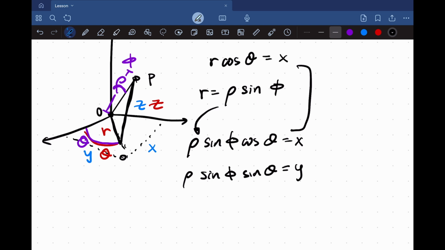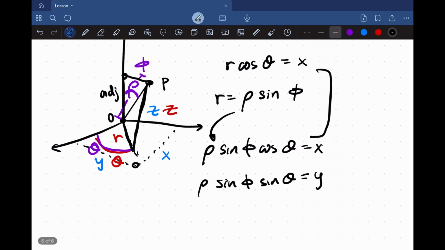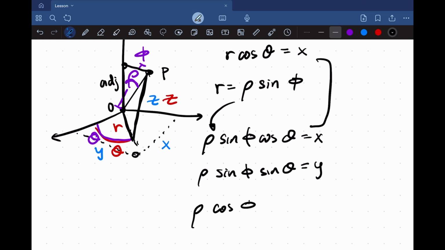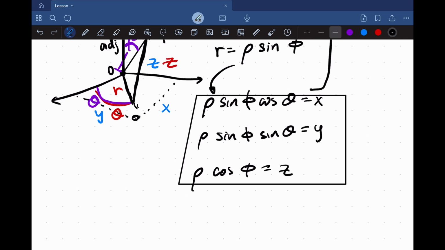Now, let's get the z-coordinate. So this isn't shared between rectangular and spherical. In this case, it is also a side of the right triangle. So this is the same as this right triangle over here with this theta, and this is the adjacent side. So we have to use cosine. So rho cosine phi equals z. And now we have just gotten the equations to convert spherical to rectangular coordinates.